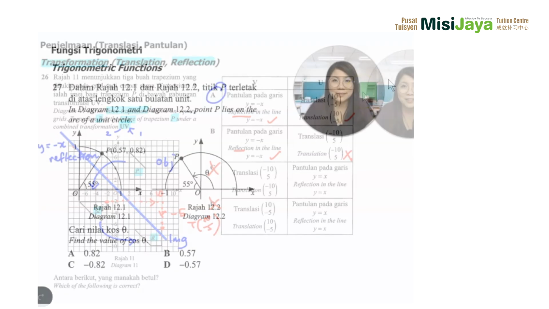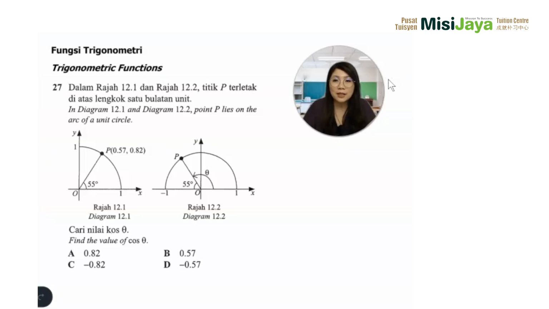Let's look at question number 27. This is on trigonometric functions: sine, cos, and tangent. In diagram 12.1 and 12.2, point P lies on the arc of a unit circle. This P is in the first quadrant and this P is in the second quadrant. Find the value of cos theta. Where is theta? Theta is here, which means this is in the second quadrant.